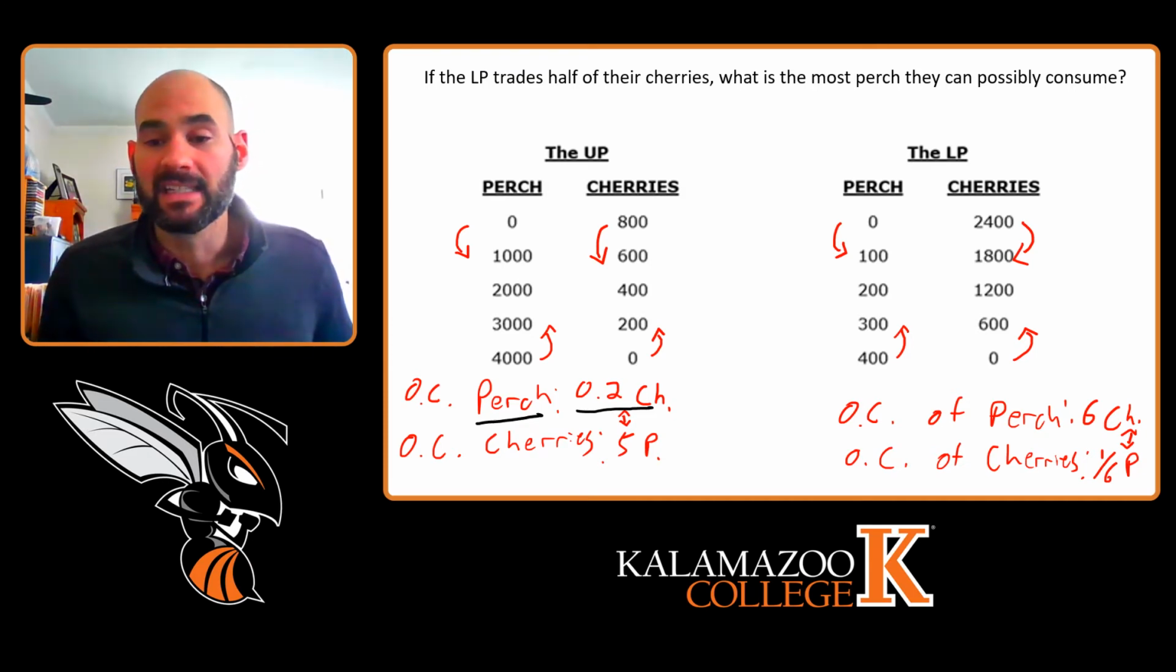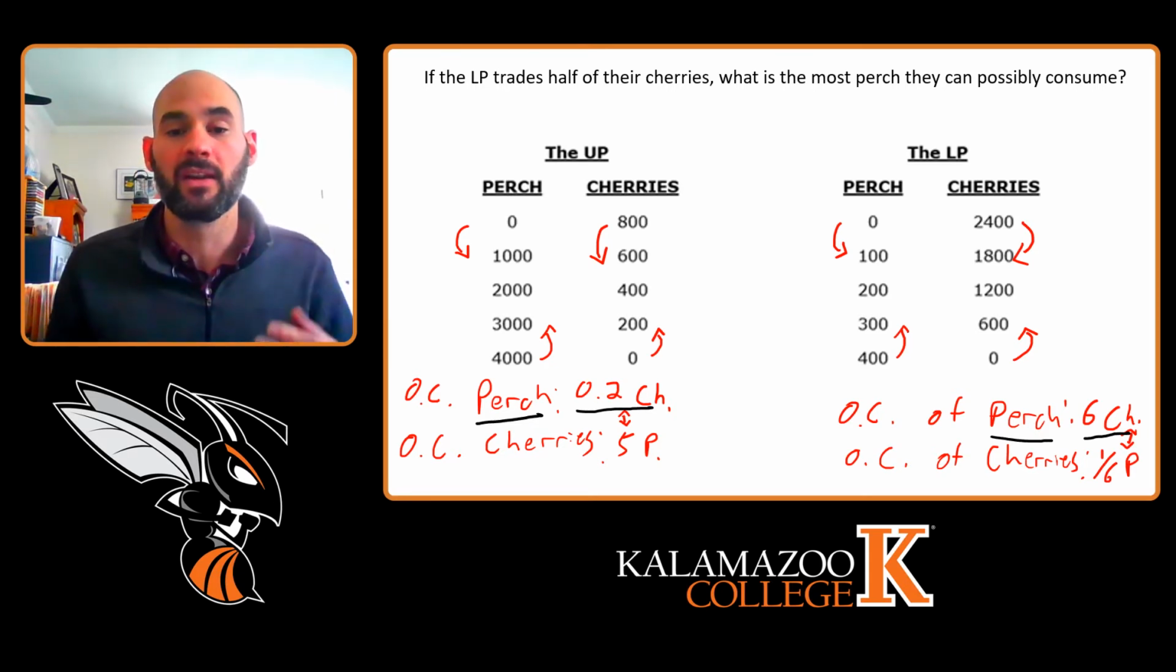On the other hand, the LP is going to be unwilling to give up more than 6 cherries for 1 perch, because otherwise they could just decide to produce fewer cherries and get a perch at a cost of 6 cherries per perch. And so we then can realize that trade can only happen between the opportunity costs.